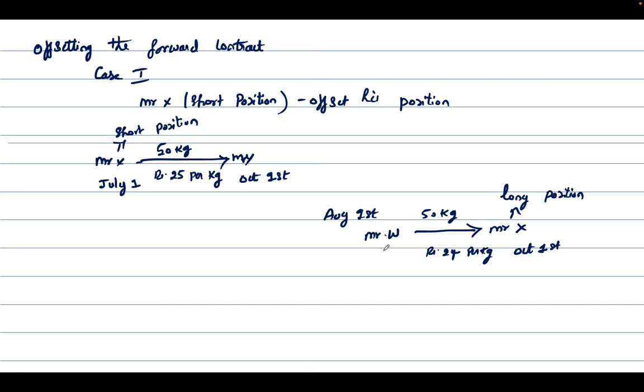Since Mr. X's initial position was to sell 50 kgs of sugar, and he now buys from Mr. W 50 kgs of sugar at rupees 24, the contracts expire on the 1st of October. So this is called an offsetting position. The same thing we can take in the case of case 2.